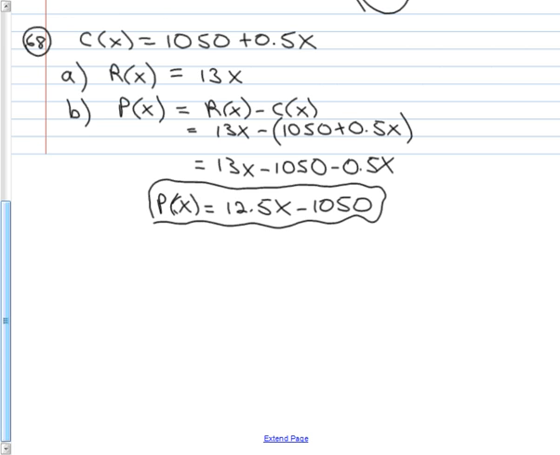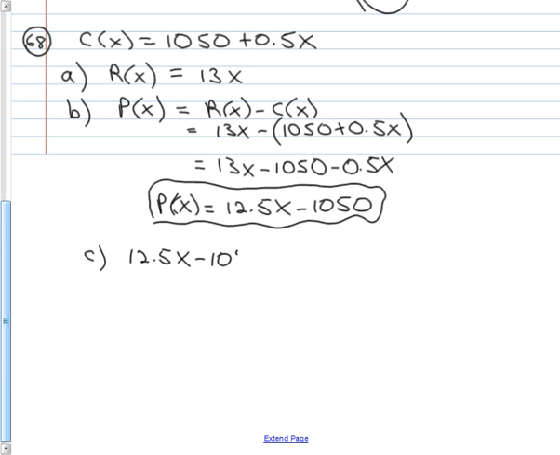C, the minimum number of parcels the company must ship to break even. Break even means what in terms of revenue and cost? Equal. It's where they equal each other. Break even, don't make any profit. Which also means, what could I do with the profit equation to figure out how many parcels? Where does it equal 0? That's the technique I'm going to take. You could also use the technique of setting the revenue and cost equal to each other.